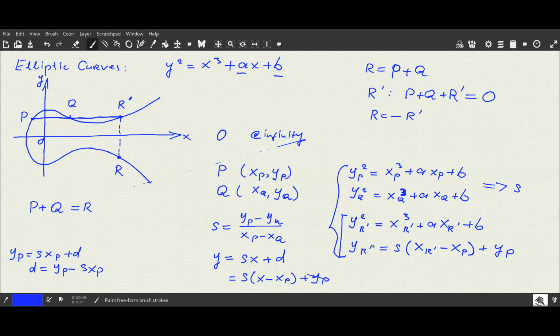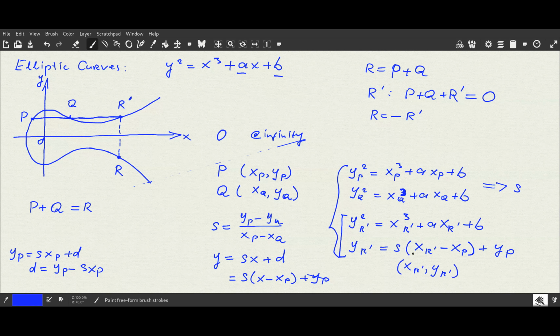Look at the last two equations here. In the left-hand side there is yr prime. In the right-hand side there is a cubic or linear polynomial with respect to xr prime. How can we solve this system? We need to solve it with respect to xr prime, yr prime.